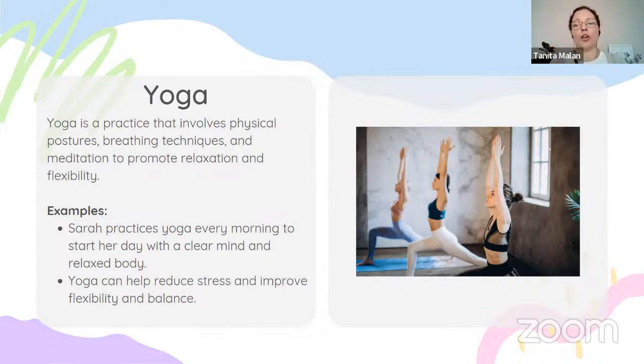Whereas other kinds of yoga are more focused on being flexible and stretching out the body. And other types of yoga are about maybe doing more cardio. So doing some poses and postures that are a bit faster, that get your heart rate up, that have a little more cardio. So there are different types of yoga. Okay. So some examples, Sarah practices yoga every morning to start her day with a clear mind and relaxed body. Yoga can help reduce stress and improve flexibility and balance.